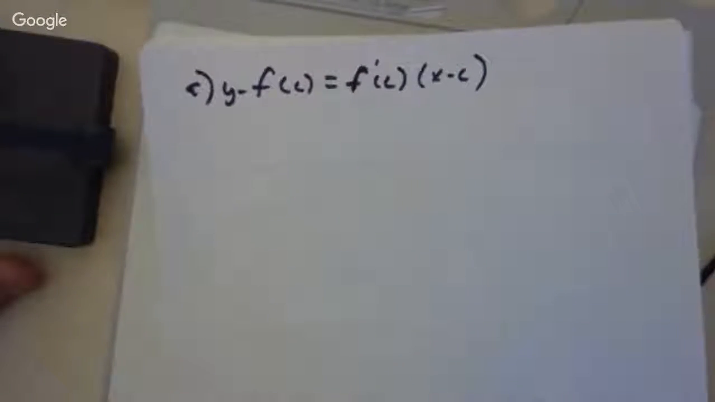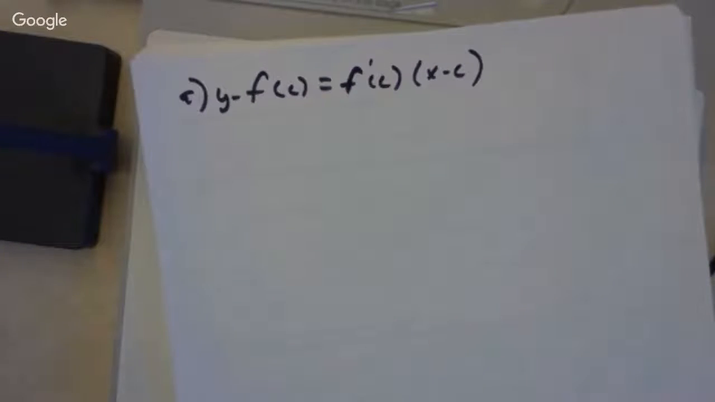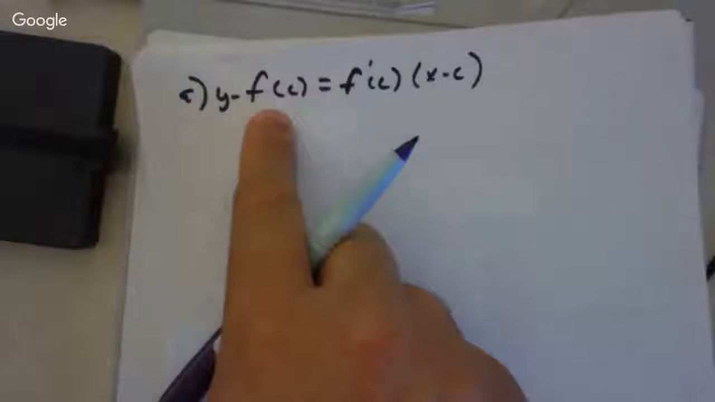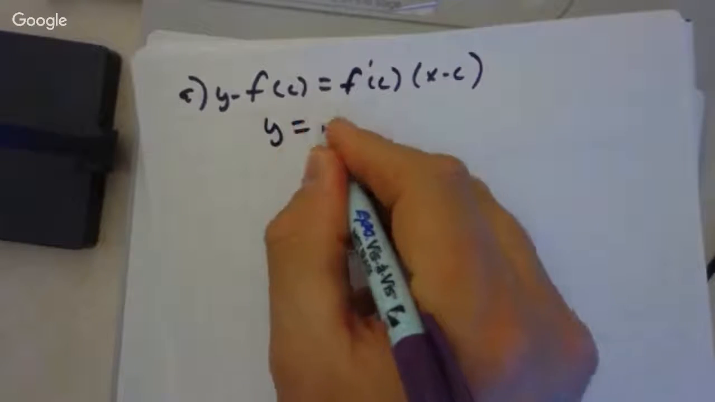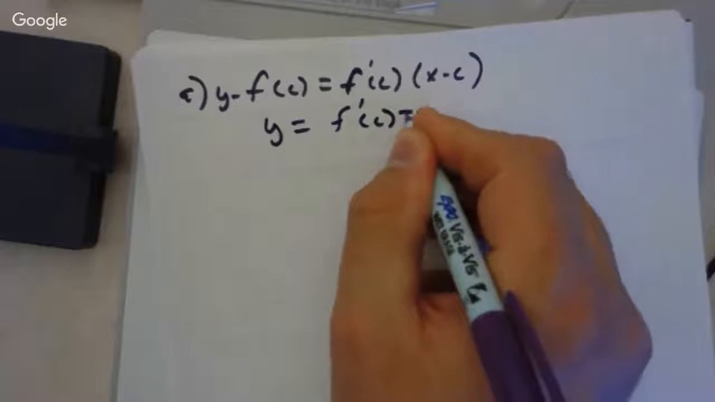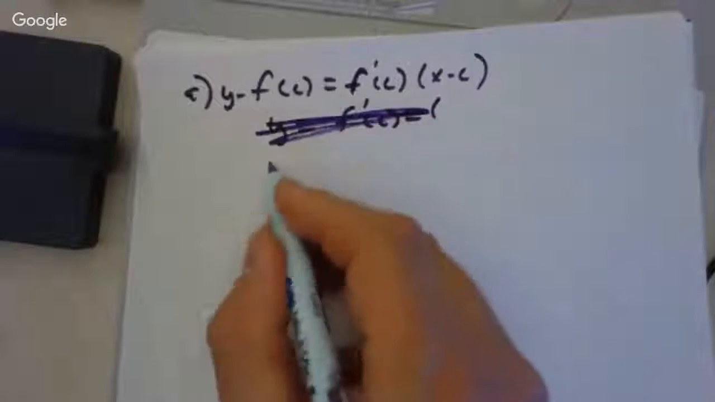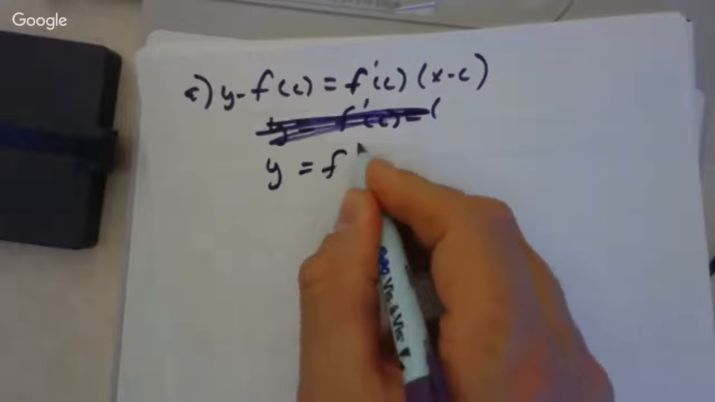Now, a couple of you asked this via text. That's not solved for y. Can we have one that's solved for y? Sure, why not? What do I got to add to both sides? Yeah, this is the same equation. This is the same girlfriend.